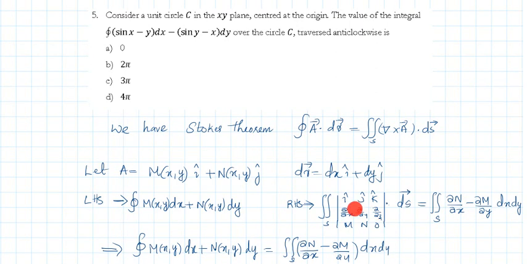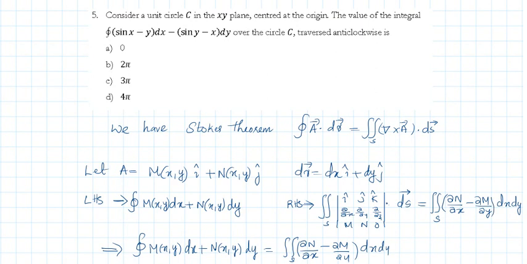When you evaluate this determinant, you will get dou N by dou x minus dou M by dou y. Dou N by dou z and dou M by dou z are all 0 because M and N are functions of x and y only. The only remaining terms will be dou N by dou x minus dou M by dou y, into dx dy. This is the result. This is also known as Green's theorem.